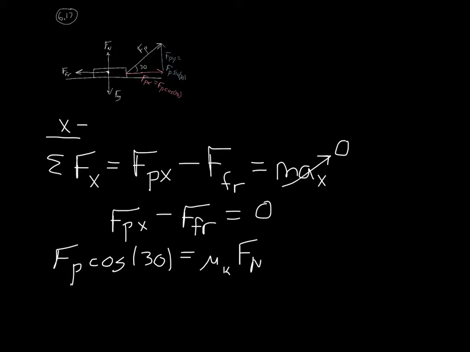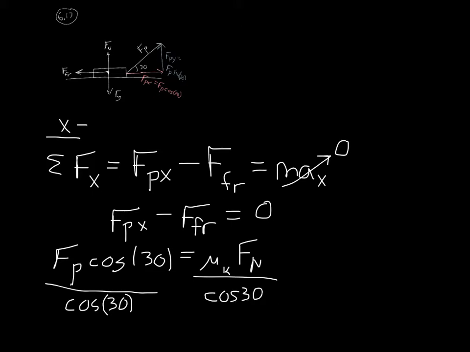I'm asked to find what F pull is. What is F pull in this equation that I've written? Fp. So I can solve this for Fp, divide both sides by cosine of 30, and plug in any other numbers that I know.